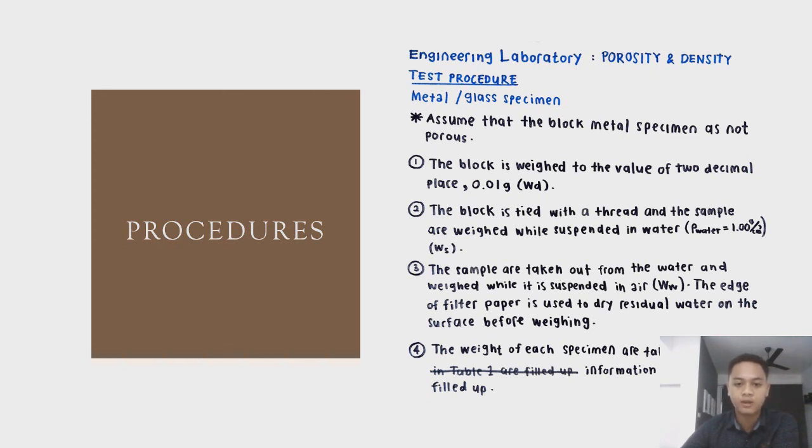And then we take a look at the first step. The first step is the block is weighed to the value of 2 decimal places, which is 0.01 gram, and the weight will be assigned as WD.